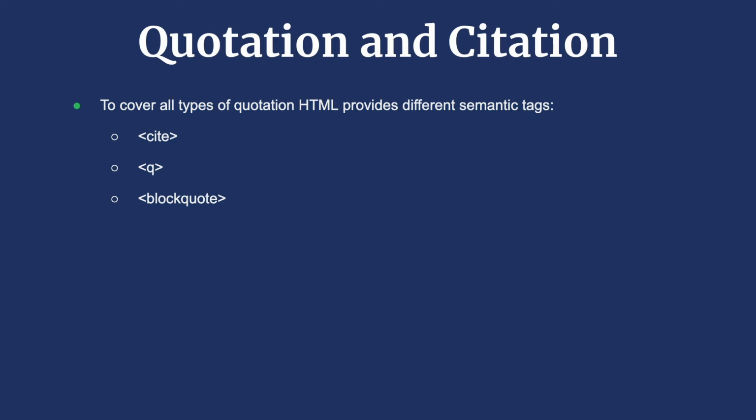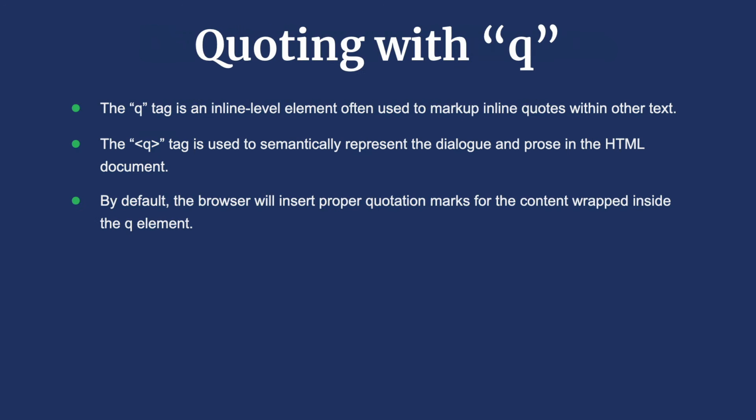So let's discuss all those tags for quotation and citation which we can use inside our HTML document. Let's get started with the q tag first. The q tag is an inline level element, often used to mark up inline quotes within our text. And the q tag is used to semantically represent dialogue and prose in the HTML document. Alright, let's experiment with this q tag practically here.